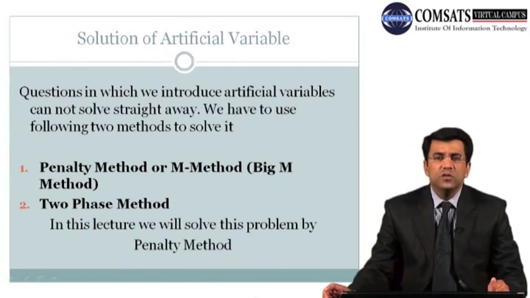What we will have to do is use two important methods. One method is known as the penalty method or M method, and usually that is called the big M method, and the other method is the two-phase method, in which we use two different phases in order to solve our problems. In this particular lecture, we will solve this problem by the penalty method, that is the big M method.